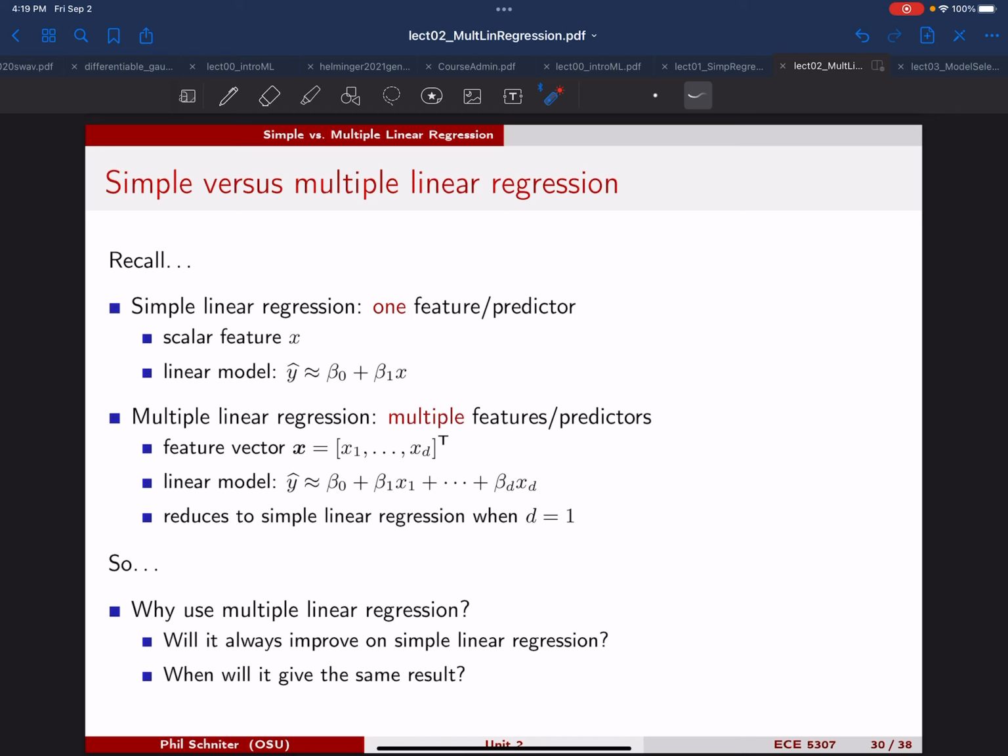Is it always better? What do you think? Is it ever better to do simple? I think you were first. I would say it probably depends on your data. Like if you have one thing that doesn't correlate at all, it's probably going to throw off the rest of your data, or throw off your prediction. Would it throw it off, or would you learn to ignore it?